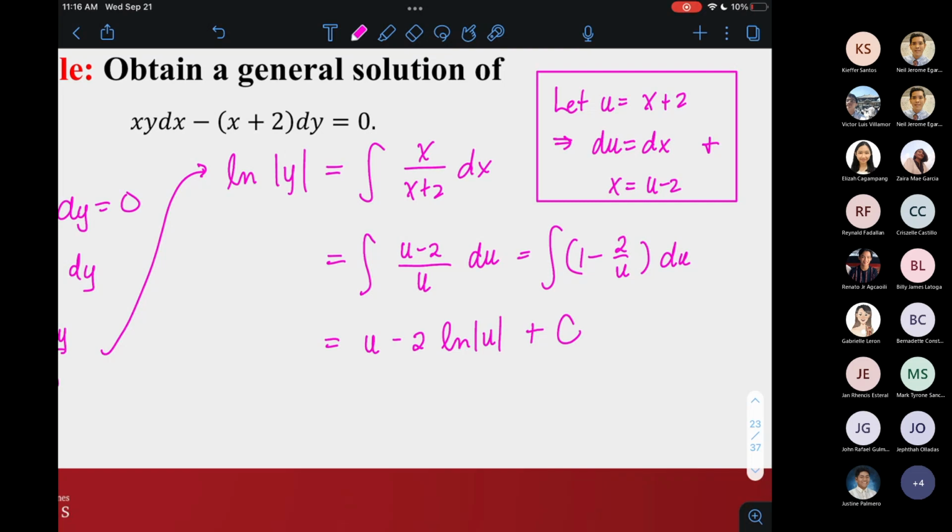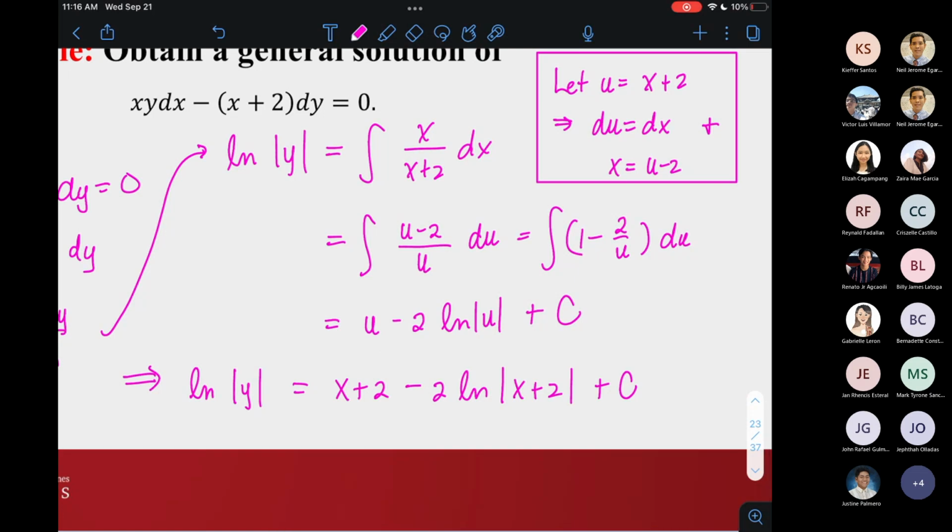And then we'll revert to x. So gawin ko na lang siyang ln ng absolute value ng y equals, si u ay equals to x plus 2. So I'll have x plus 2 minus 2 ln ng absolute value ng x plus 2 plus the arbitrary constant c. You could stop here because wala nang mga variables involved. Pero kung gusto nating simplified yung final answer, we can write it this way. Paano natin siya gagawin? Let's try.